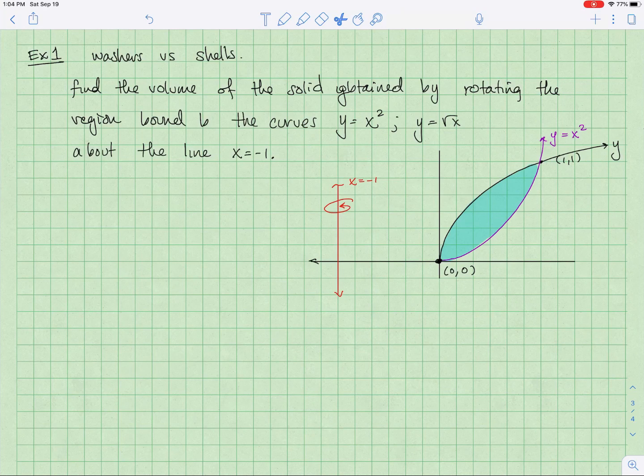For our first example in this section, we're going to look at the difference between using something like washers versus using shells. And I want to show you the differences in terms of how we measure things. So first, we're going to take a look at the washer version of this.